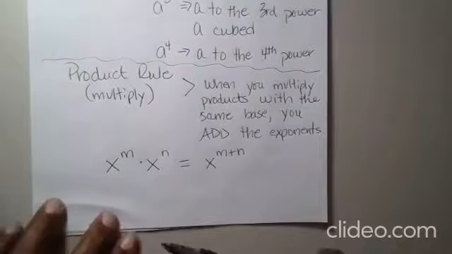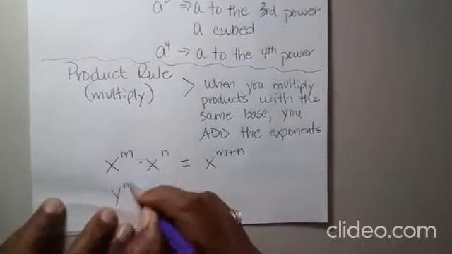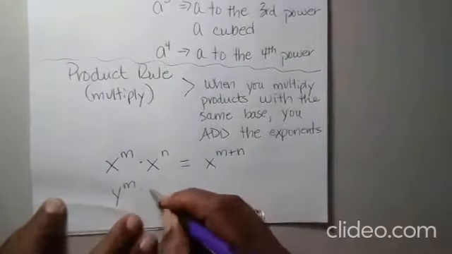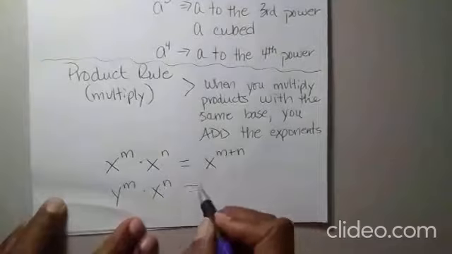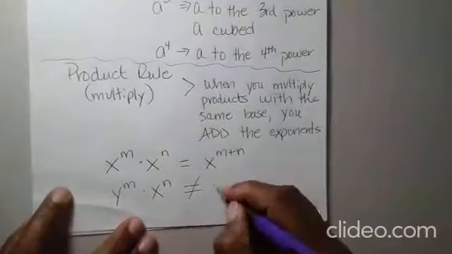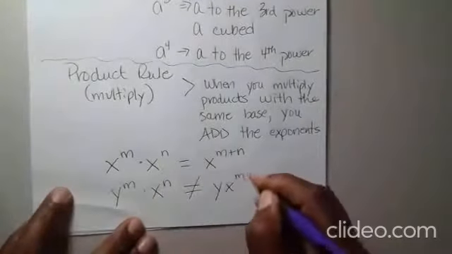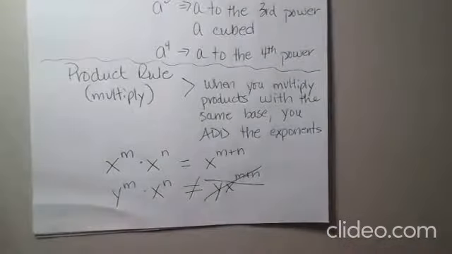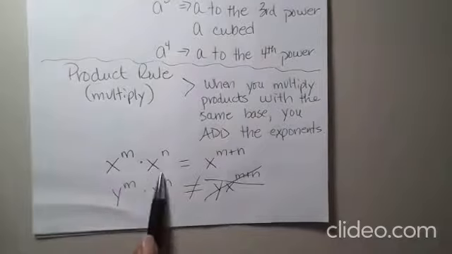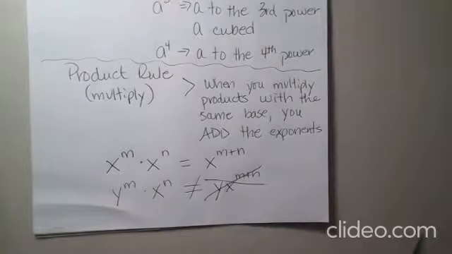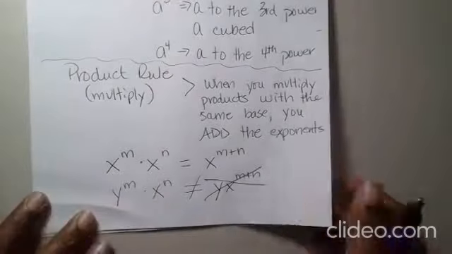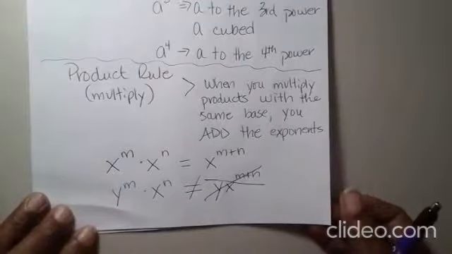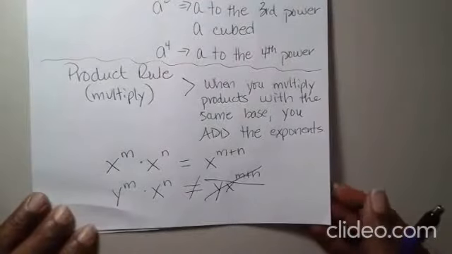This does not work if you have, for example, Y to the M times X to the N. You cannot do, you know, Y, X, M, N, or however you want to do it. No, you can't do that. That's not how that works. You must have the same base. The base here is the X. Then you have the exponents. You add the exponents. That is what the product rule is called.